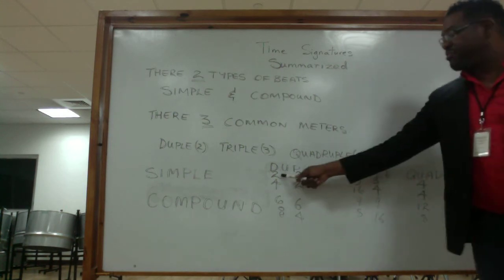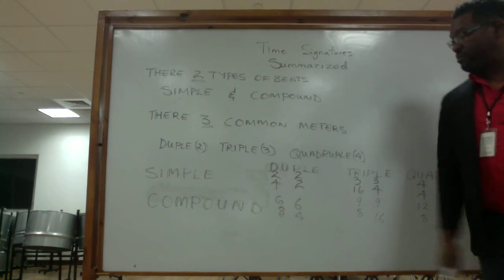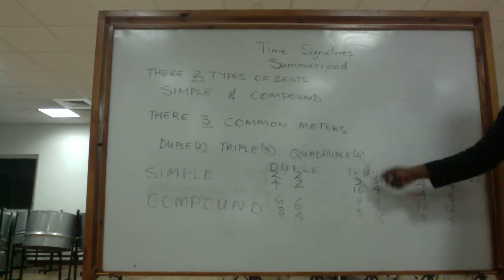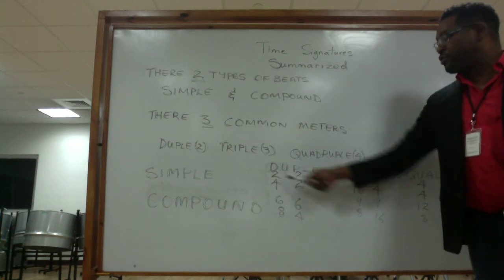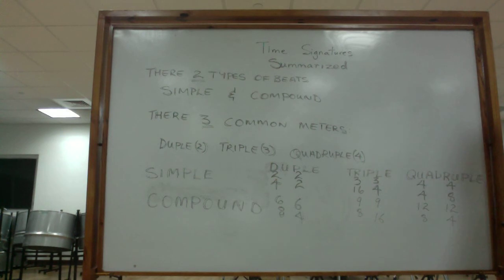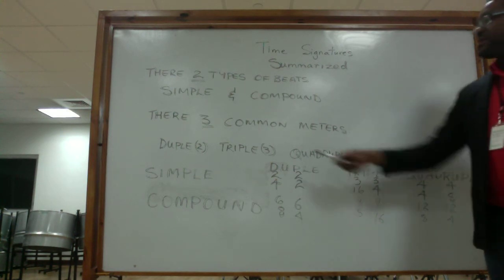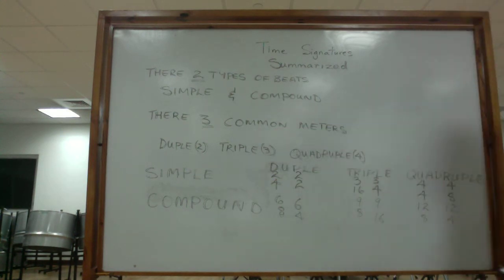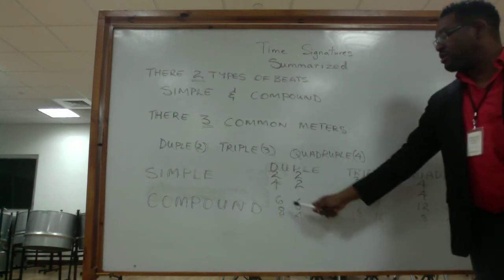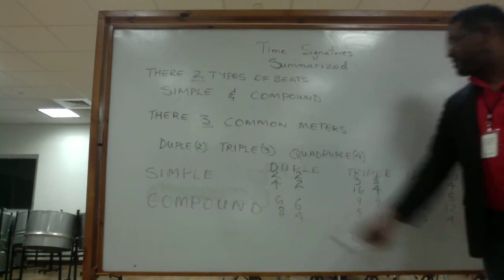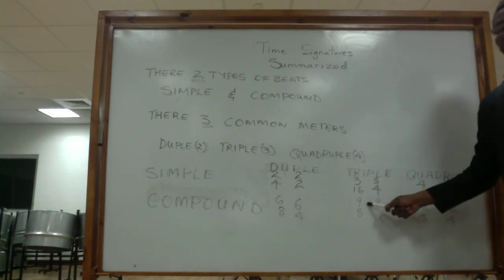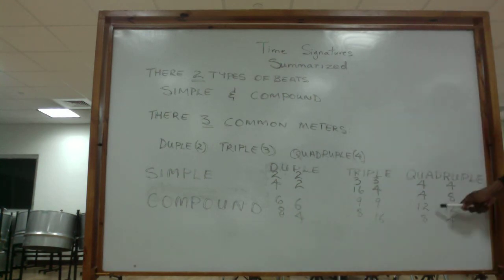Compare that to simple. Simple duple is 2. Simple triple is just 3. Simple quadruple is just 4. So simple is straightforward. 2, 3, 4. Right? Our 3 common meters. 2, 3, and 4. When it becomes compound, you multiply by 3. 2 times 3 gives us 6. 3 times 3 gives us 9. 4 times 3 gives us 12.